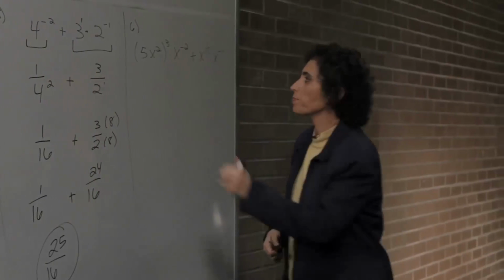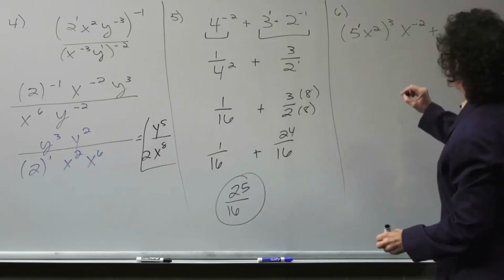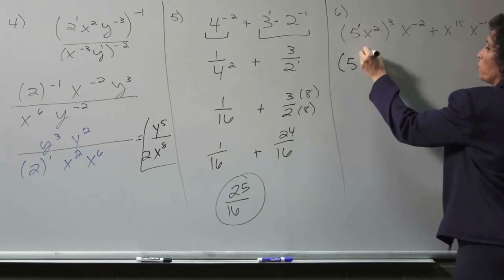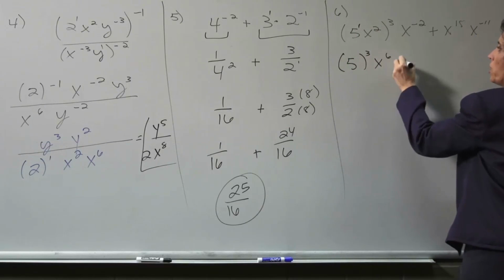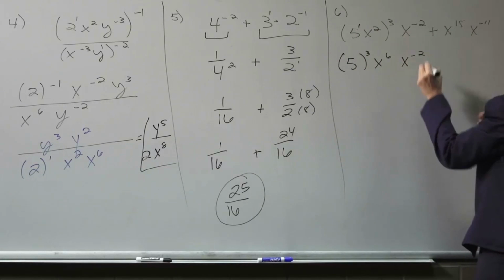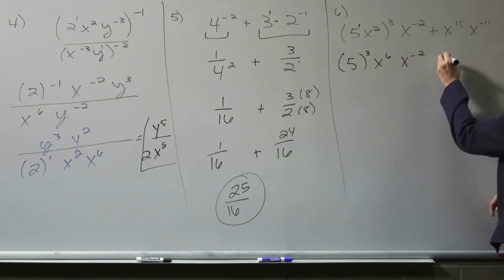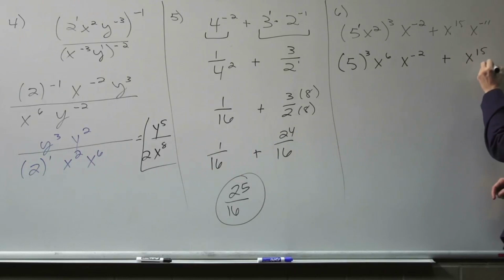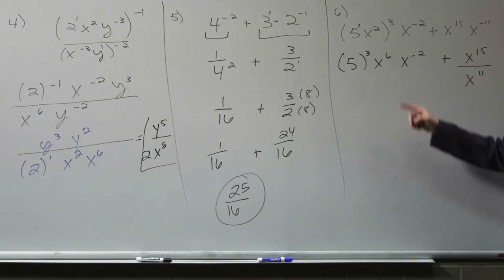Power to power. We have power to power here and only there. So we have 5. 1 times 3 is 3. X to the 6. X to the negative 2 is not in the parentheses. Plus, now we can do this separately. X to the 15th is positive. X to the negative 11th is negative. It goes down. Now watch.